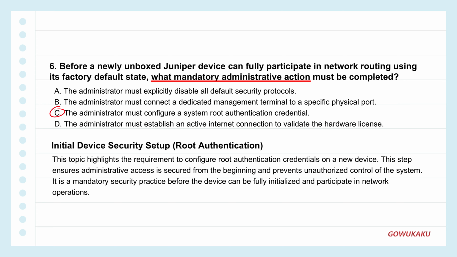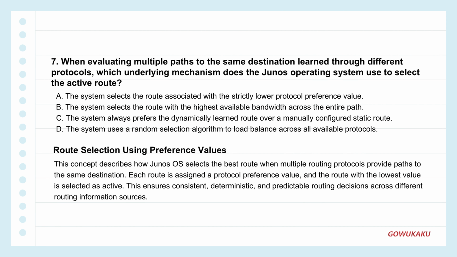All right, so our device is locked down and safely configured. Now we have to look at the exact logic it uses to make decisions when faced with multiple different paths to the exact same destination. Route selection. This is a big one. Yeah. Question 7. When evaluating multiple paths to the same destination learned through different protocols, which underlying mechanism does the Junos operating system use to select the active route? Let's hear the 4 choices.